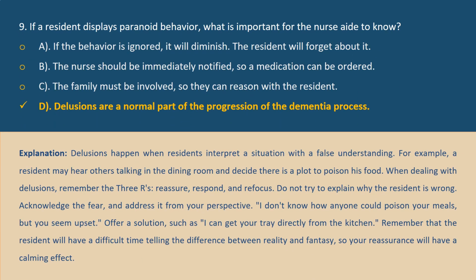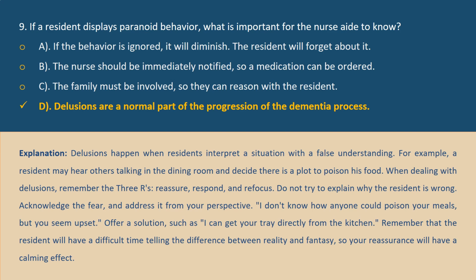Answer D. Delusions are a normal part of the progression of the dementia process. Explanation. Delusions happen when residents interpret a situation with a false understanding. For example, a resident may hear others talking in the dining room and decide there is a plot to poison his food. When dealing with delusions, remember the 3 R's: reassure, respond, and refocus.